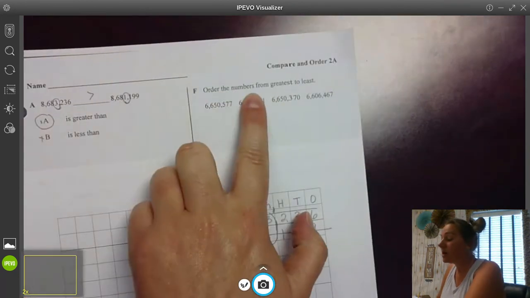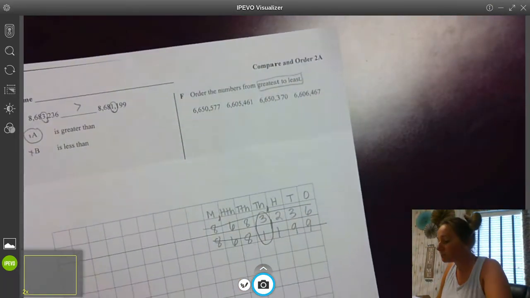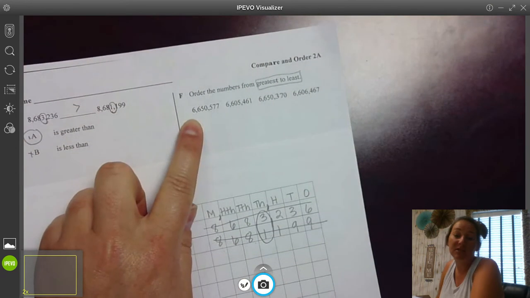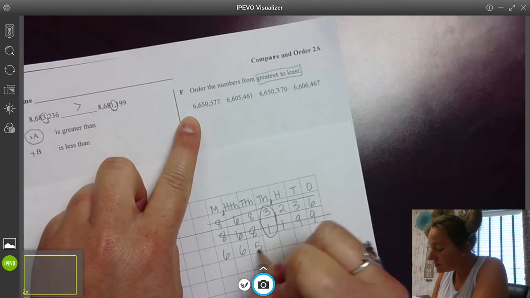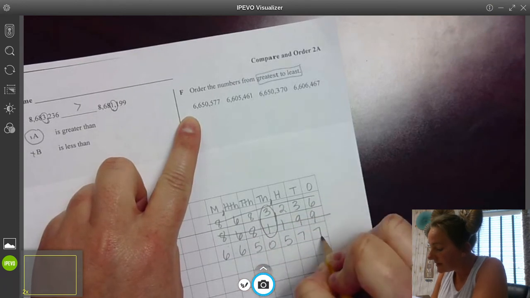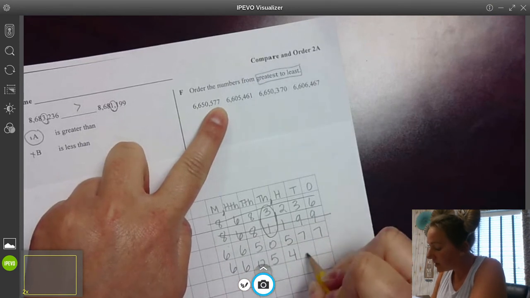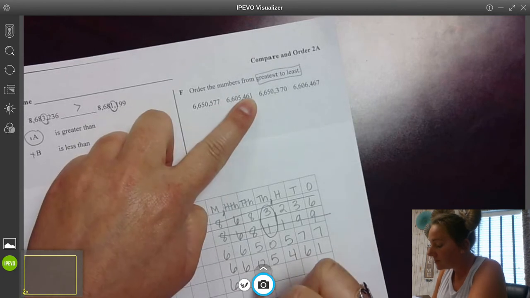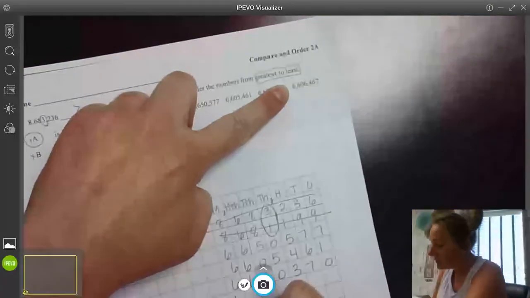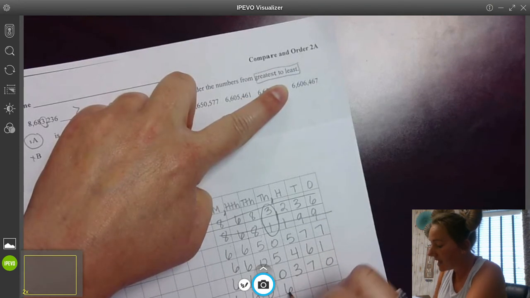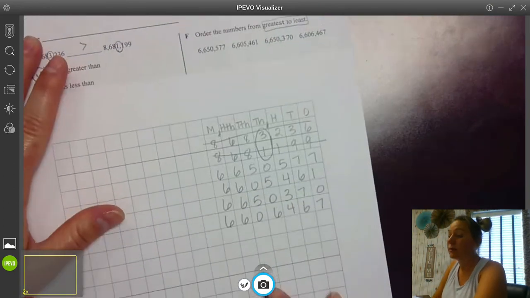Okay. We're going to order the numbers from greatest to least. I'm going to box greatest to least just so I have a mental note of what I'm doing. These are also going to the millions place, which is great because that's what my place value chart goes to. So I have 6,650,577. I'm comparing it with 6,605,461. I'm comparing it with 6,650,370. And I'm comparing that with 6,606,467.